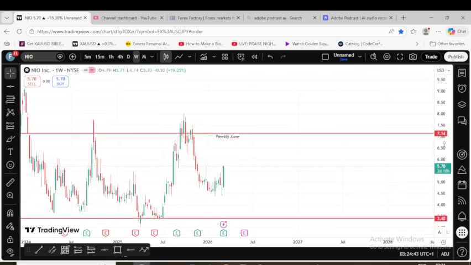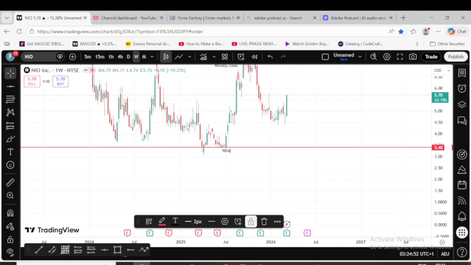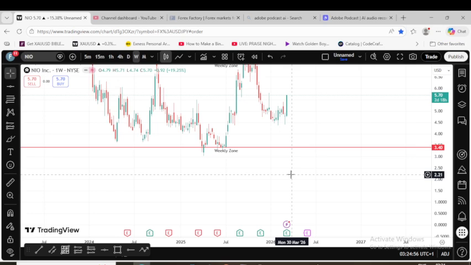After that, we'll go down to the daily time frame. We'll identify our daily support and resistance levels, and then we'll also see if we can draw any trend lines.